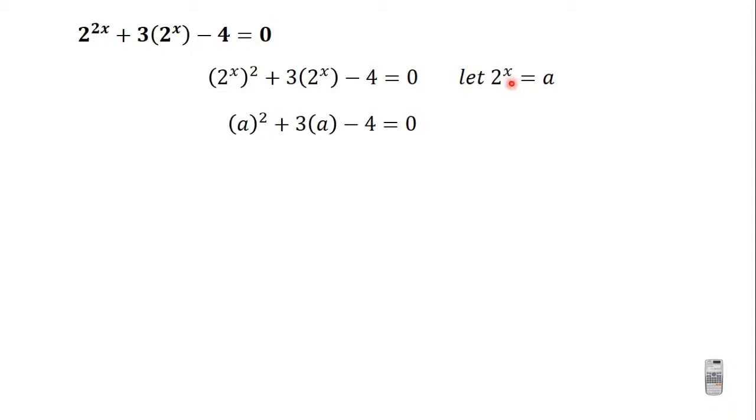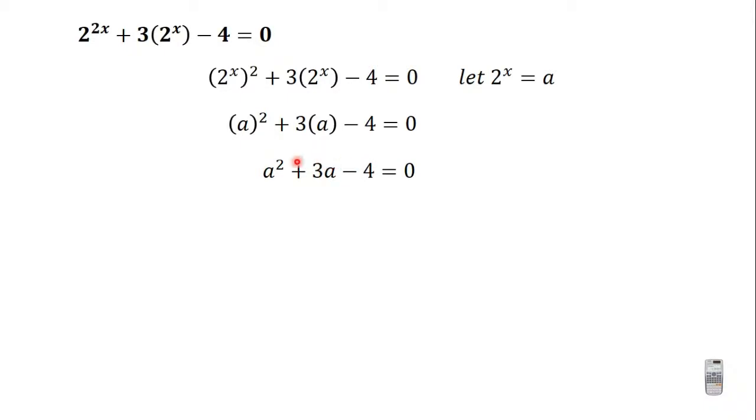We are saying that 2 exponent x is now a. So a squared, since we have replaced 2 exponent x here with a, plus 3 into bracket a minus 4 is equal to 0. This will give us a squared plus 3a minus 4 is equal to 0. This is a quadratic equation, so we are going to solve this quadratic equation.